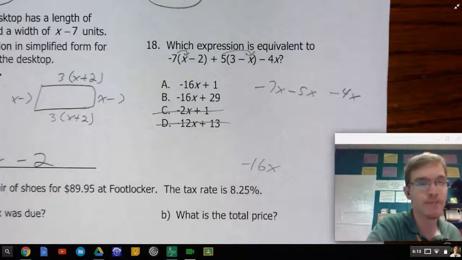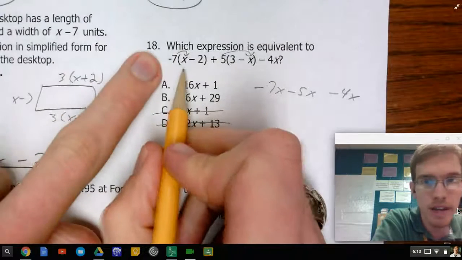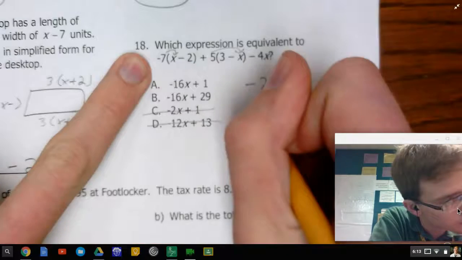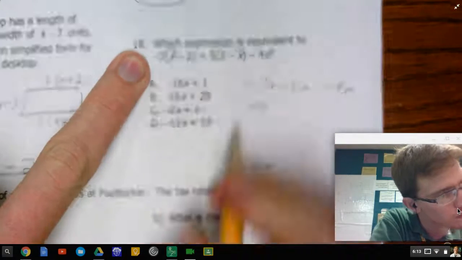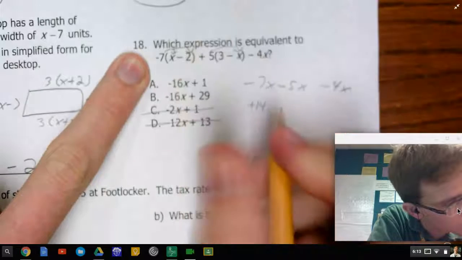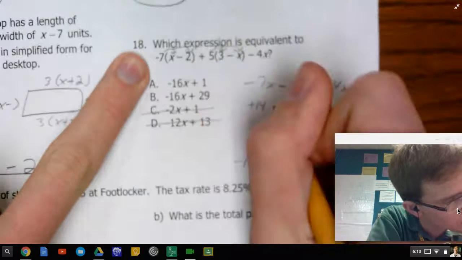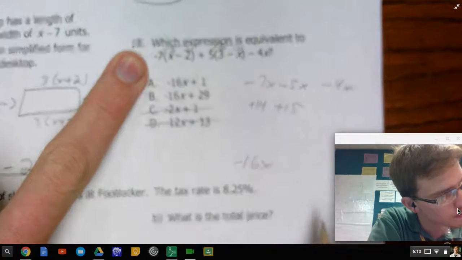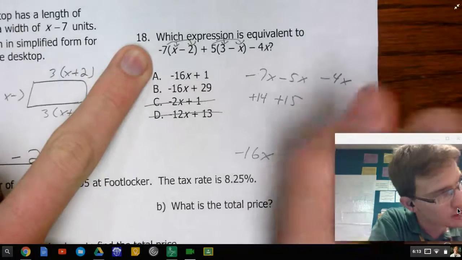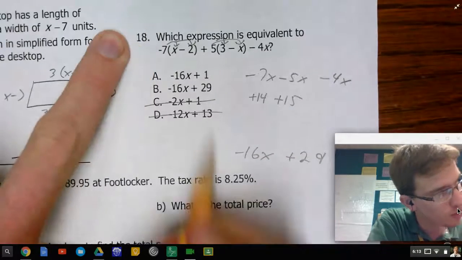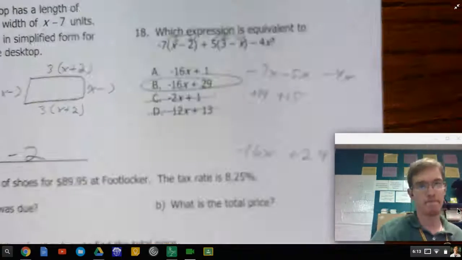So we do, in fact, have to worry about the numbers now. So negative 7 times negative 2 is plus 14. So I'm going to draw the rest of the arrows. 5 times 3 is plus 15. And that's all the numbers. So we get plus 29, which is B.